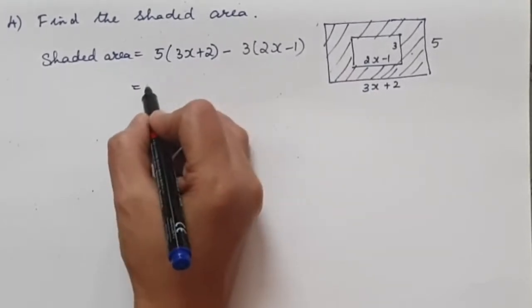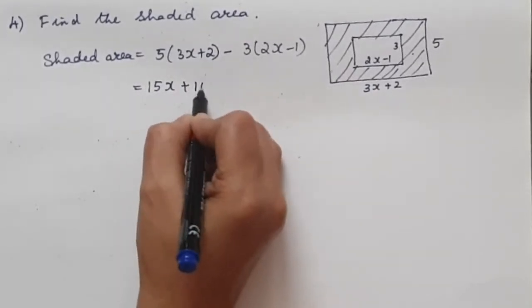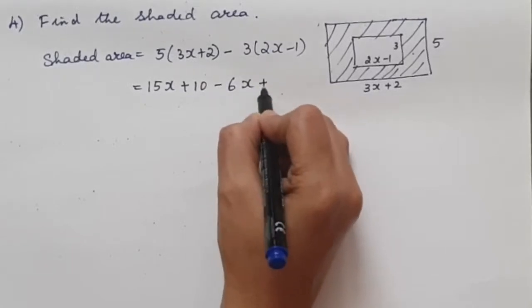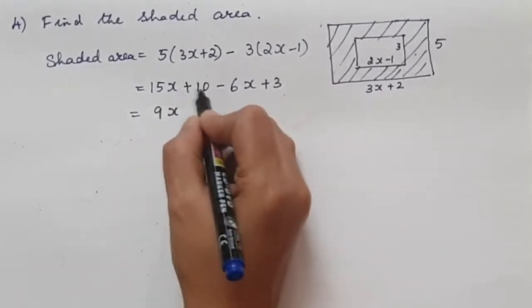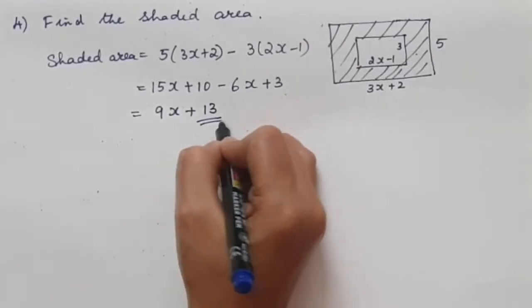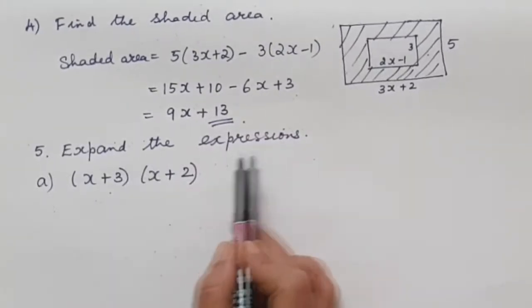So now let us multiply it. So it is 15x plus 10 minus 6x plus 3. So it will be equal to 15x minus 6x, which gives us 9x plus 13. Now the fifth question, expand the expressions.